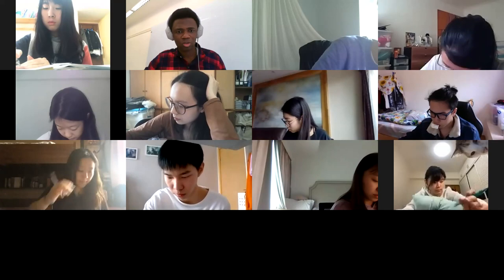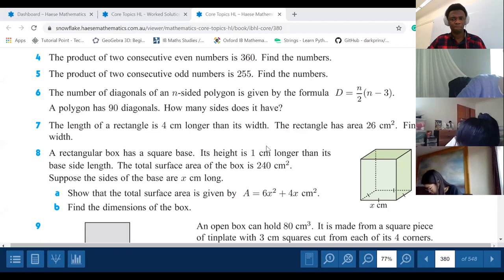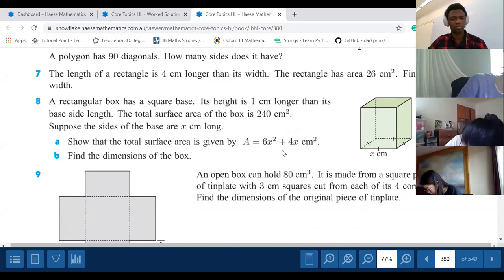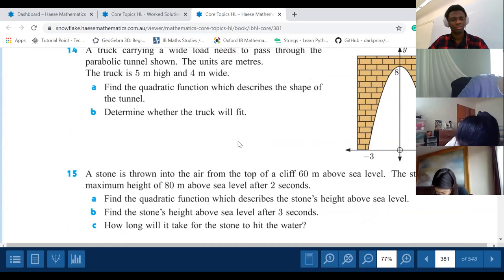Let's go back to the book. Has anyone completed the questions so I can add the next round of questions? Anyway, which one? Up to where?